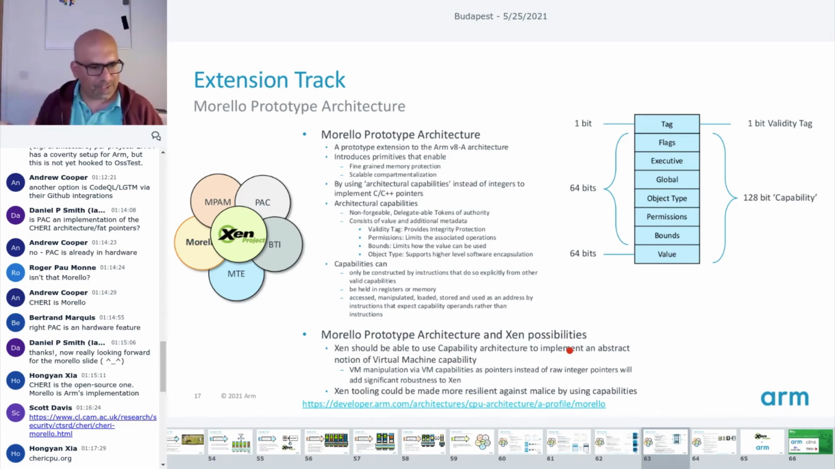And there's lots of really useful documentation available for this. But simply put, it's like a pointer with a lot of extra metadata, right? Such as what are the permissions of the capability? What permissions do you need to have to access that capability? What are the bounds of access? You can limit the bounds.